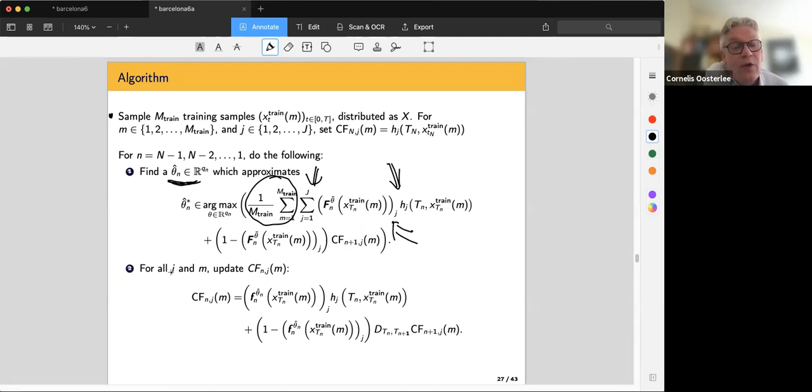And so for all J and for all M, we update the cash flow at a certain time point and we move backwards in time. So we always need to look at the cash flow at a later time. And if we go backward in time, we have that computed already. And the other part is the cash flow that is generated by immediate payoff. And of course, the cash flow at a later time is a discounted cash flow.